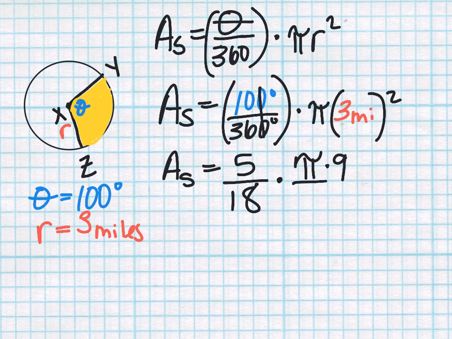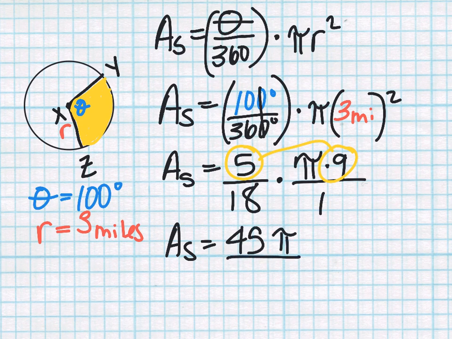Like I did in the other example, I'll just put this over 1. So I've got 5 times pi times 9. And with multiplication, remember you can multiply in any order. It's going to be easier for me to do 5 times 9. So that's the order I'm going to do it. So area of the sector is equal to 5 times 9 is 45, pi over 18 times 1 is just 18.